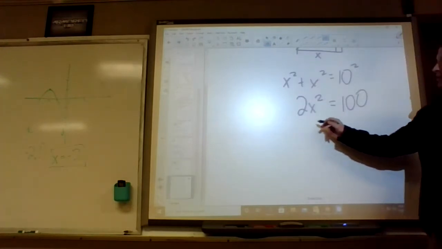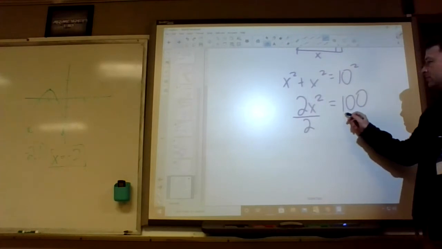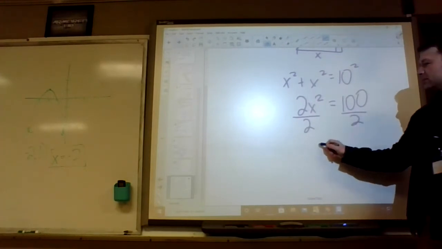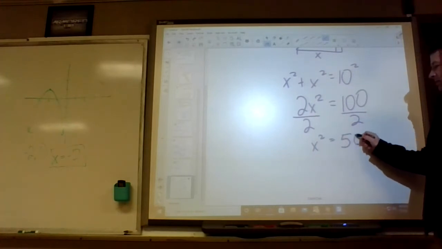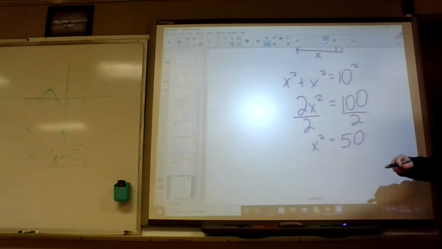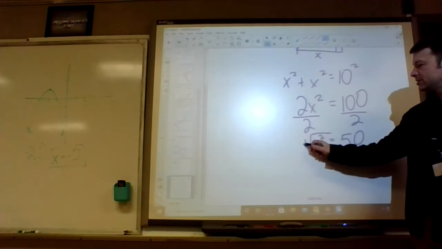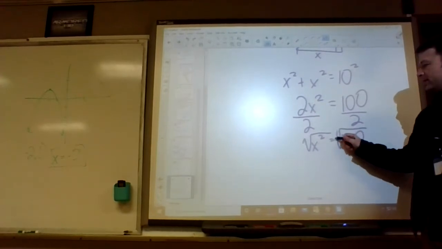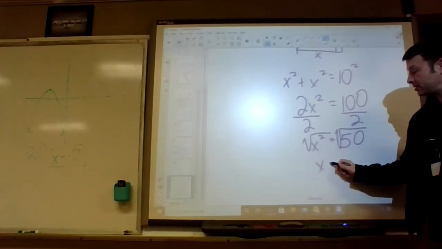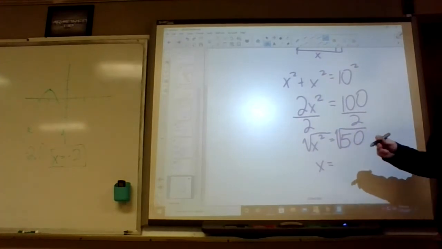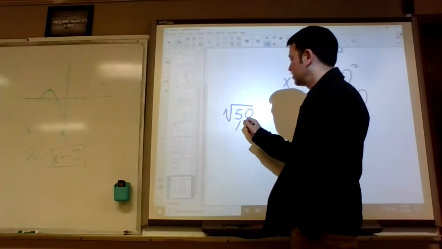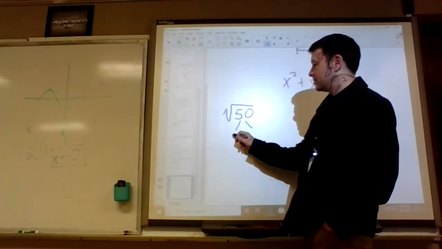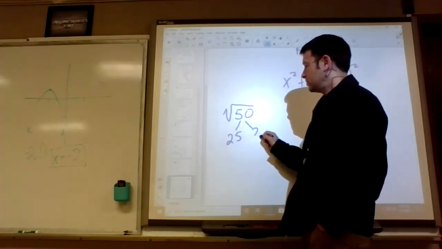Now what? Divide by 2. What's that give me? Now what? Square root. Now your calculator could give you a decimal. Some of your calculators could actually simplify the square root. Do you guys remember how to simplify a square root? What goes into 50? What's greater than 25?